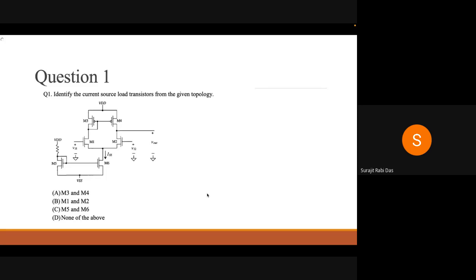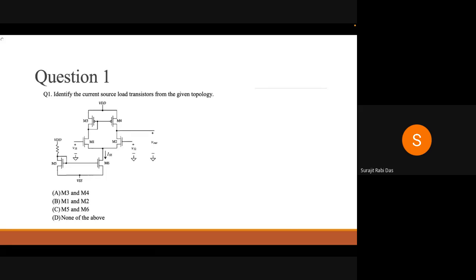M5 and M6, two MOS transistors, act as a current mirror circuit for getting the bias current for the differential amplifier. And M1, M2 are the input transistors, where we give the differential input. In this case, we are taking the output as a single-ended output, so it's an unbalanced type of output.